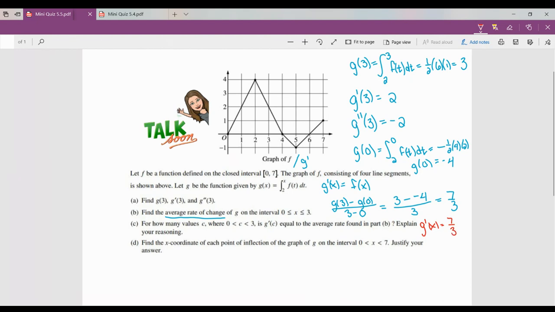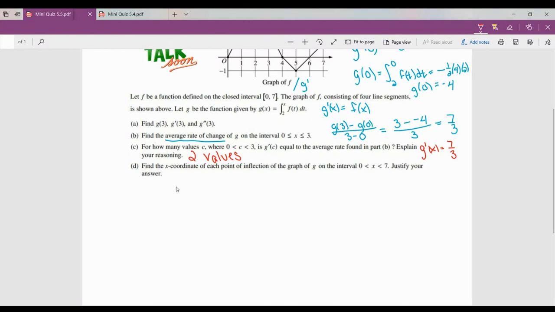All right, so for how many values? So 7/3 is 2 1/3. So 2 1/3 is up there. How many times would g prime, the graph, equal 7/3? 1, 2. 2 values. Okay, because g prime of x is going to equal 7/3. And then if we look at that, from there you can gather that.